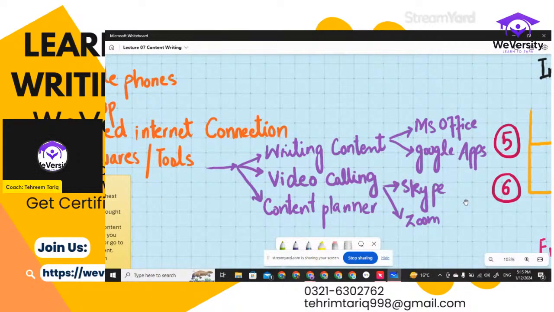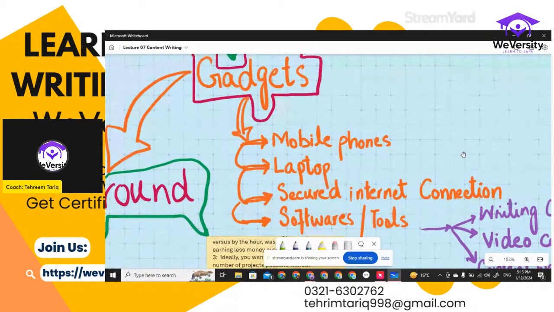Then comes content planner, and you can work and prepare the content planner on different softwares, like for example Trello, Monday.com, etc. So these are the softwares that are available for planning up your content.